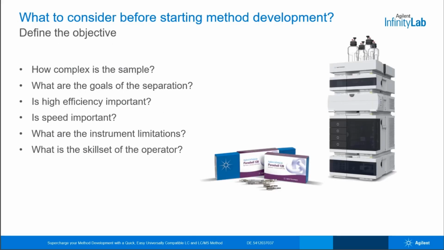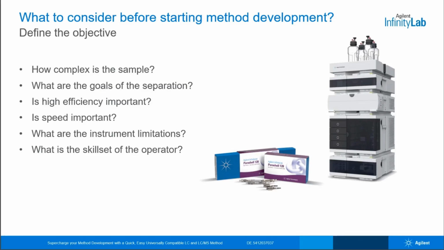The first thing you should do is organise your thoughts and define your method objectives. Before you start with the actual method development experiments, you should ask yourself a few questions. How many peaks are likely to be present? Is it going to be easy or challenging to separate those peaks? If challenging, this may require small particles or longer columns. So then you need to consider if efficiency or speed is more important.